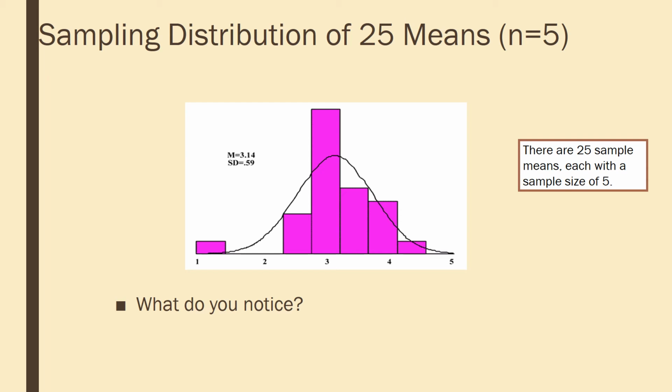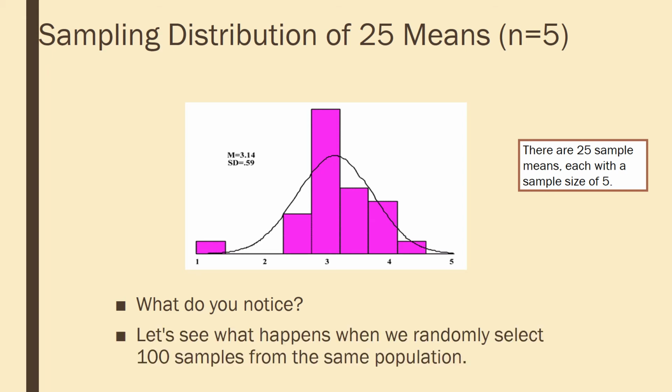We can also see that the mean is approximately equal to the population mean, and the standard error is less than the standard deviation from the population. So the same thing happens when we take more means, but it starts to look even more normally distributed, more mound-shaped here. So now on the next slide, we're going to see what happens when we take 100 samples.